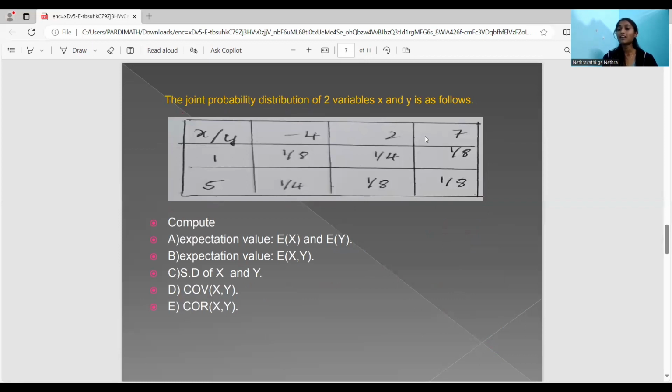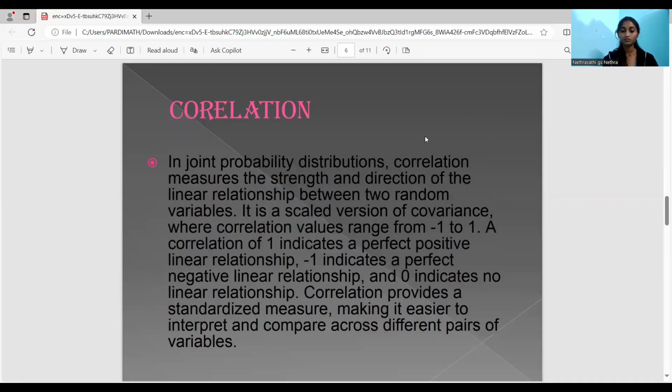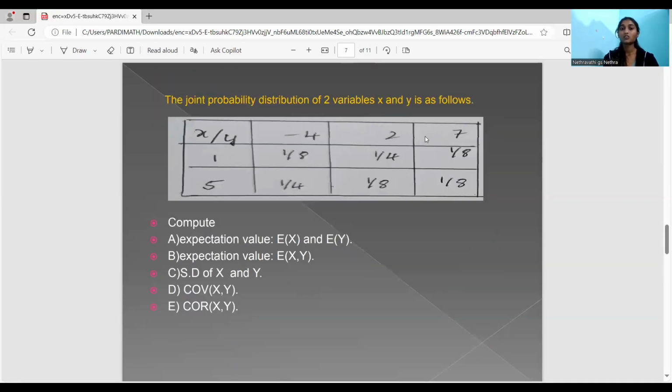Now, I'll give one example showing how to solve a joint probability distribution of two variables and how to verify the expectation value, standard deviation, covariance and correlation. The question is: the joint probability distribution of two variables x and y is as follows.